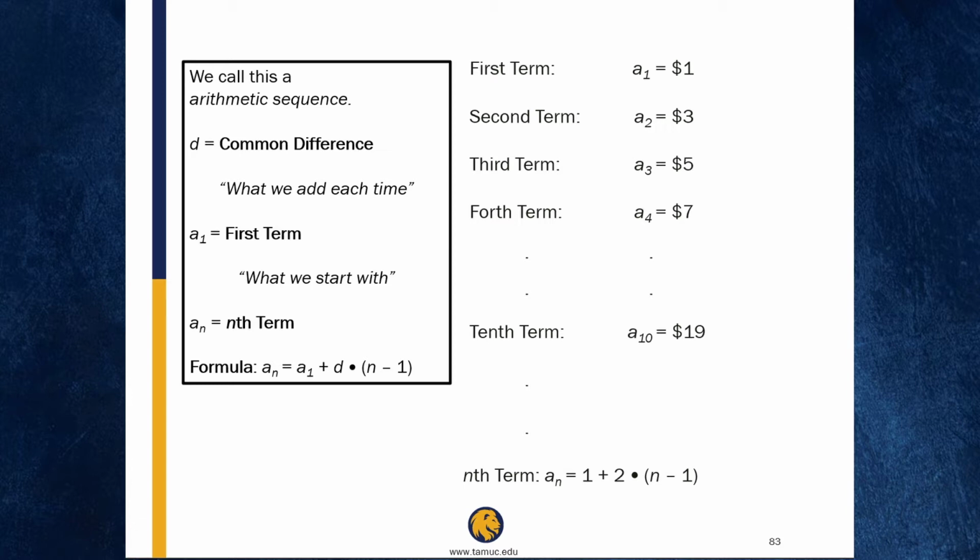We call d the common difference. That's what's being added in each time. We call a1 the first term, which is the number we start with. And so for any arithmetic sequence, the general nth term formula is an equals a1 plus d times n minus 1. And so in this case, a1 is equal to 1 as the first term, and d is equal to 2, since that's what's getting added in each time.